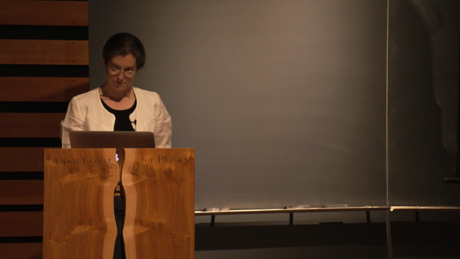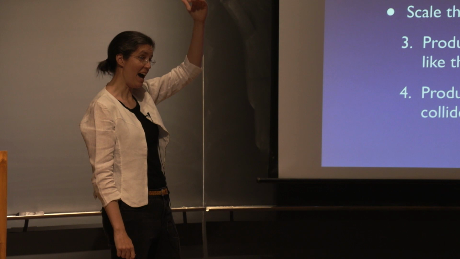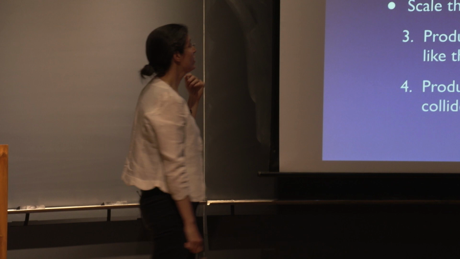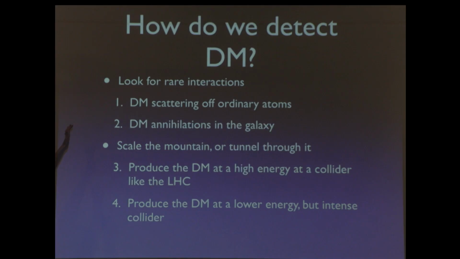That's the picture. So concretely, what does that mean? We're looking for something really rare. That pass right now, as far as we know it, is really pretty high. So we're looking for very rare interactions. And I'm going to talk about four different ways that you can look for dark matter via these mountain peaks.